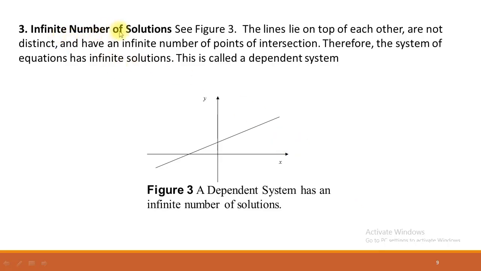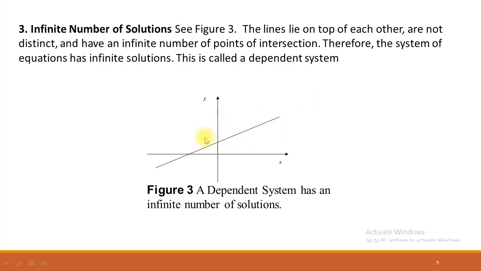Now in case of an infinite number of solutions, this is the graphical representation of the system of equations when the system has infinitely many solutions. The lines lie on top of each other, are not distinct, and have an infinite number of points of intersection. Therefore the system of equations has infinite solutions. This is called a dependent system. When the system has an infinite number of solutions, the system is called dependent, and if the system has a unique solution, the system will be independent.